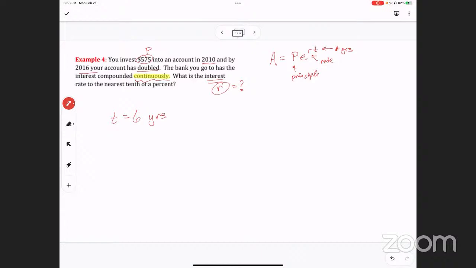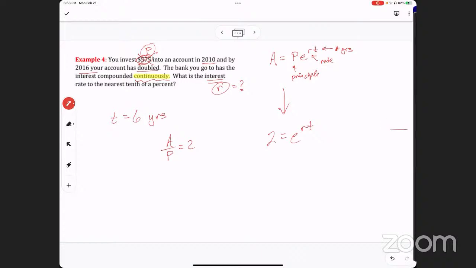Let me show you a trick. I don't actually have to worry about what the P is; they didn't even have to tell me the P. That didn't matter. Since the amount doubled, I know that A divided by P, the amount divided by the original, was just 2. So all I really need to write is 2 equals e to the RT. Now, did I say that too fast? Do you need me to explain that? That makes sense.